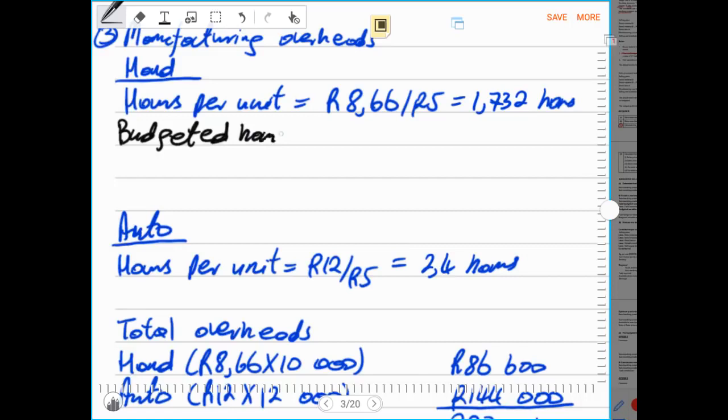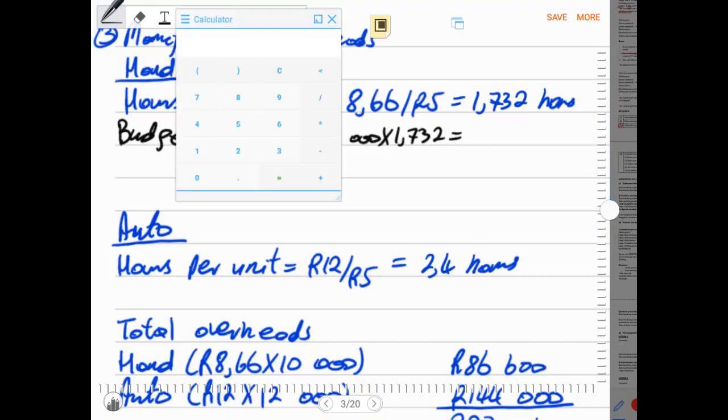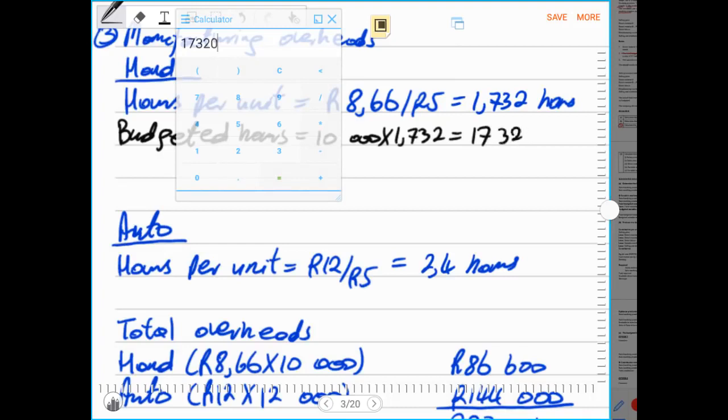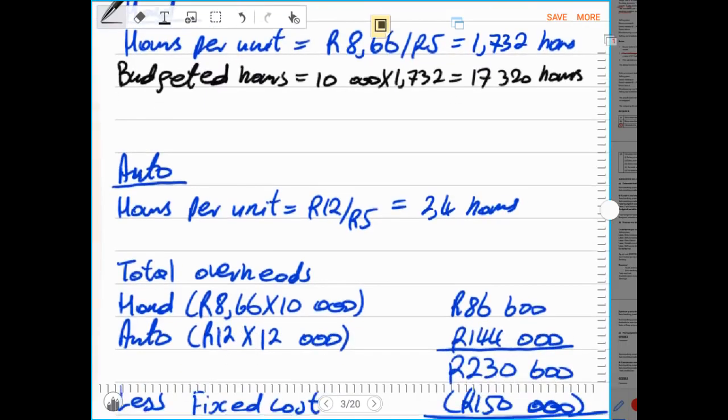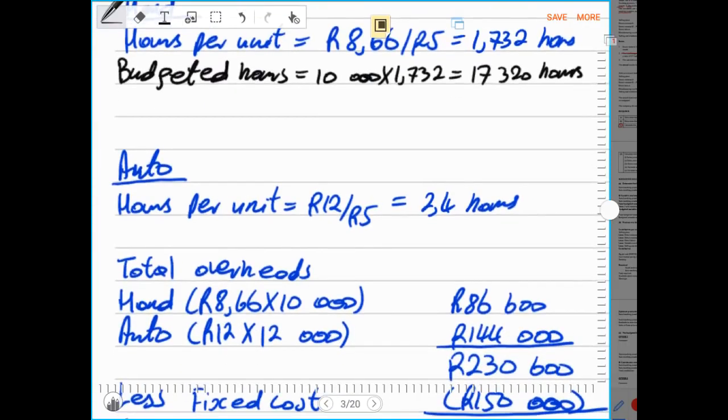So now calculating our budgeted hours. Our budgeted hours will be based on the budgeted units, which is 10,000 units, times that by 1.732. It will give us the number of hours that we budget to spend, which is 17,320 hours. Meaning in this case we need to spend 17,320 hours in order to manufacture 10,000 units. Remember, 10,000 is the budgeted units.